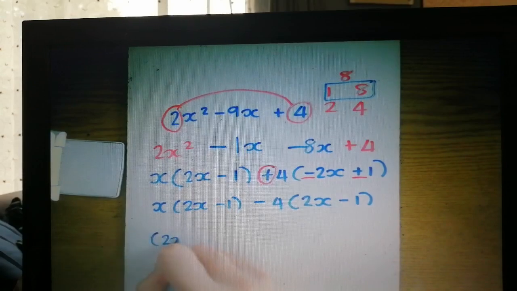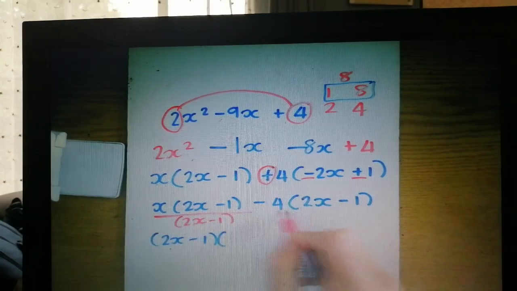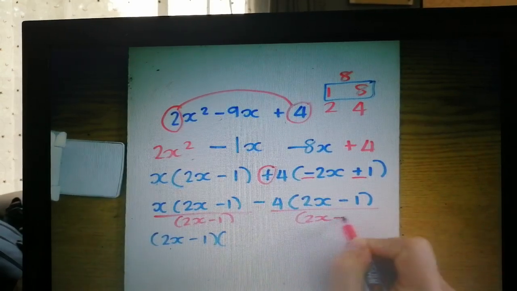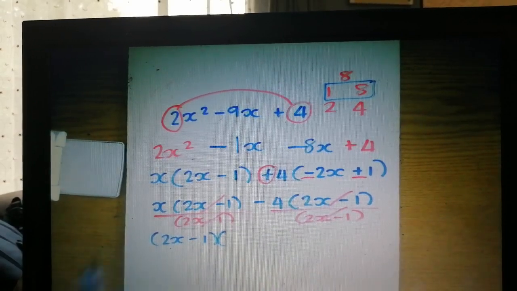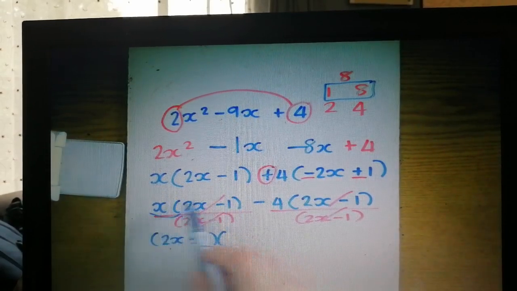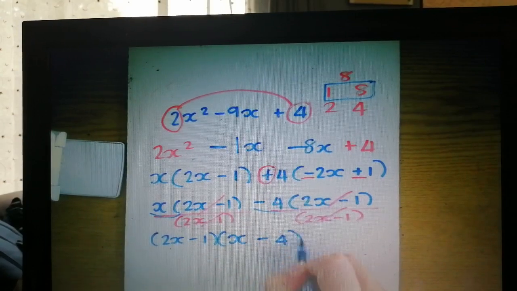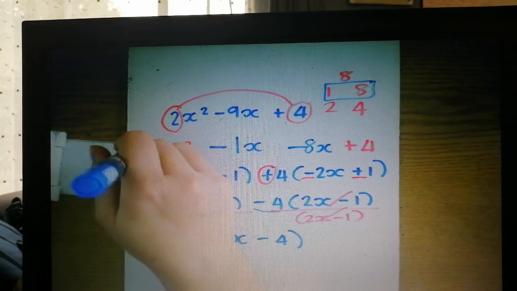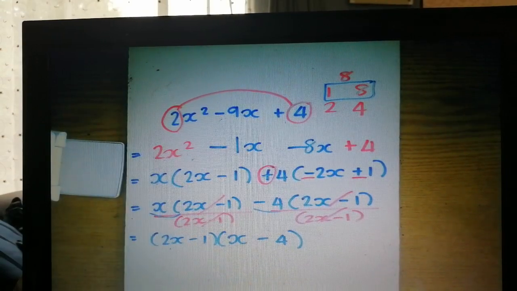So I take my 2x minus 1 out, remembering it's as if I'm dividing each term by 2x minus 1, which means I can cancel these things because monomial divided by monomial. And what am I left with? X minus 4. And that's my answer. I'm being very lazy. Sorry. Every sum I'm meant to be running equal signs down the side. And that was example 4.